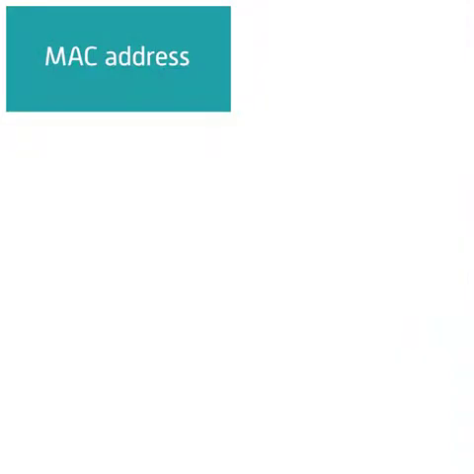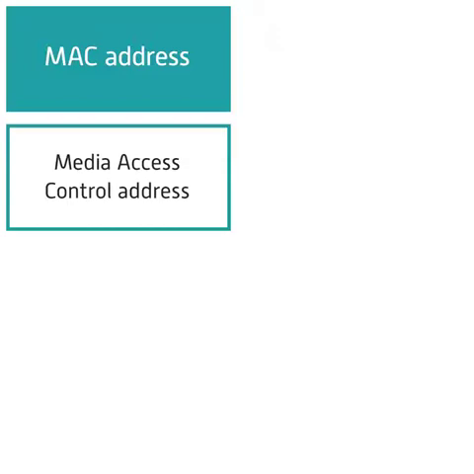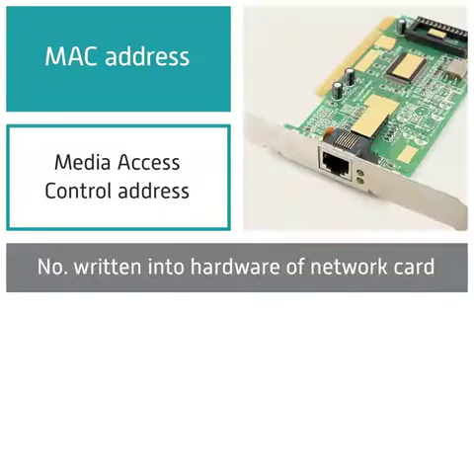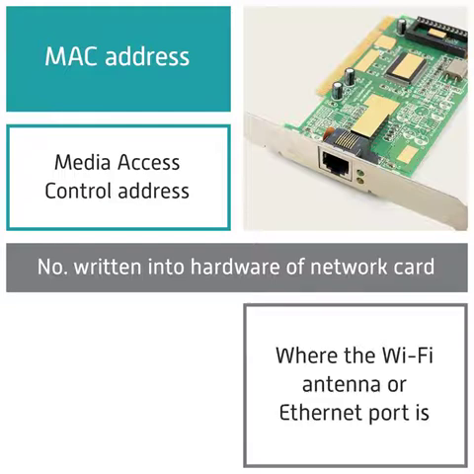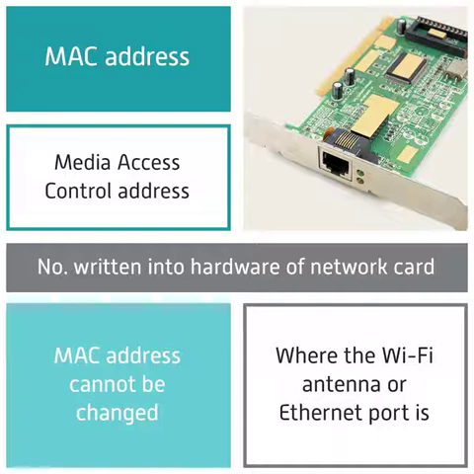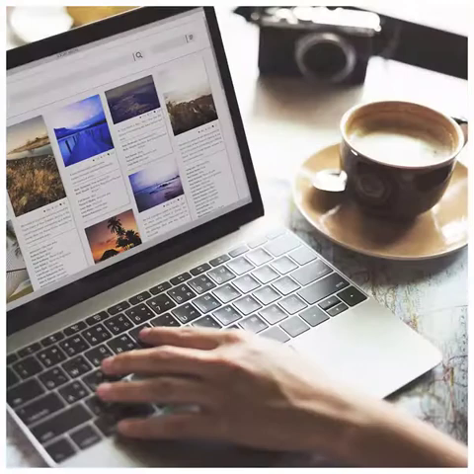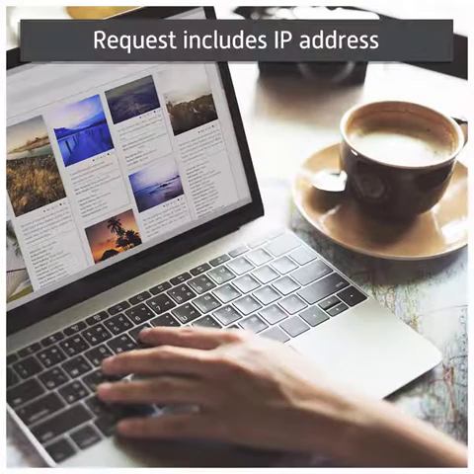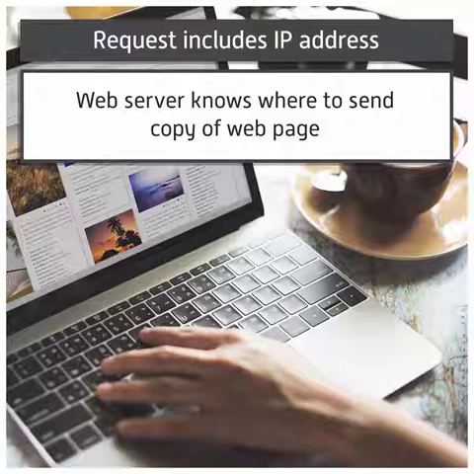The second address is a MAC address, or Media Access Control address. This is a number that's written into the hardware of your network card. The network card is where the Wi-Fi antenna or Ethernet port is on your computer, and the MAC address cannot be changed. When you request a web page, your request includes your computer's IP address, so that the web server knows where to send the copy of the web page.